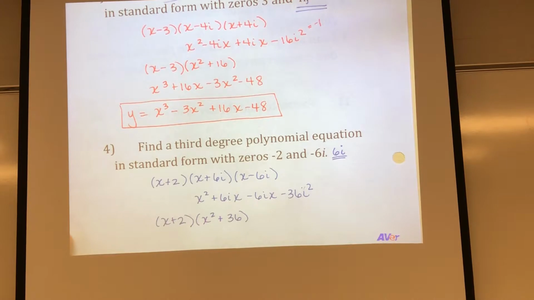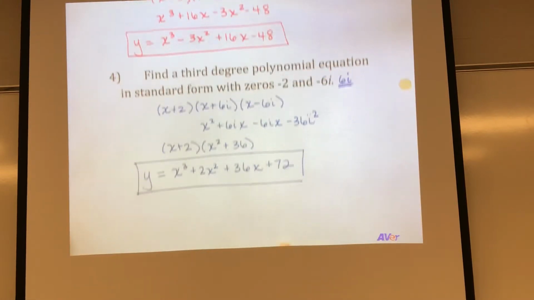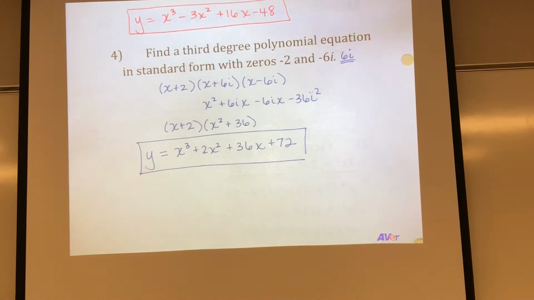I'm going to multiply all that out. I have x cubed plus 2x squared plus 36x plus 72. Make it y equals so that it's an equation. And we're done. Well, with that problem. We still have more to go.